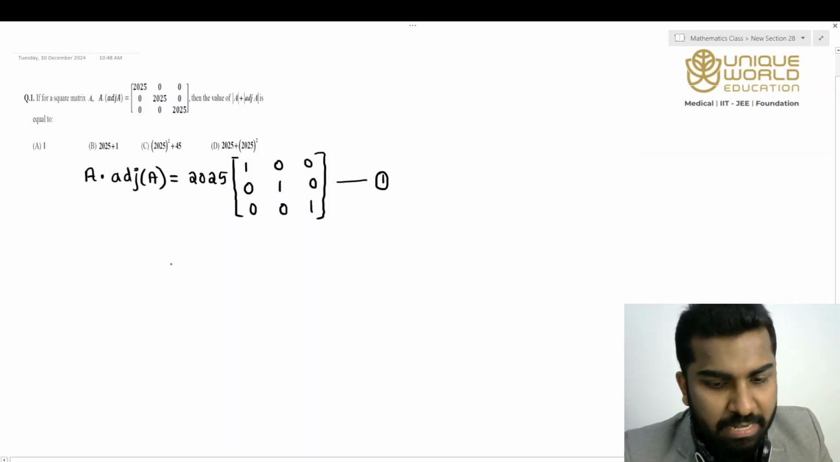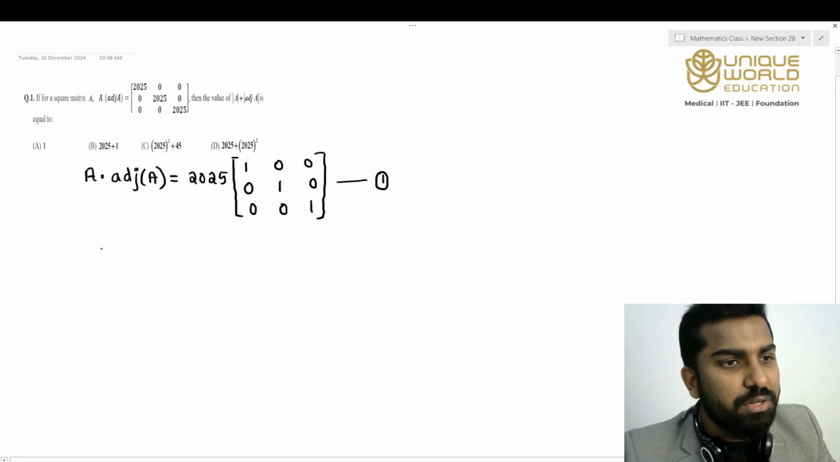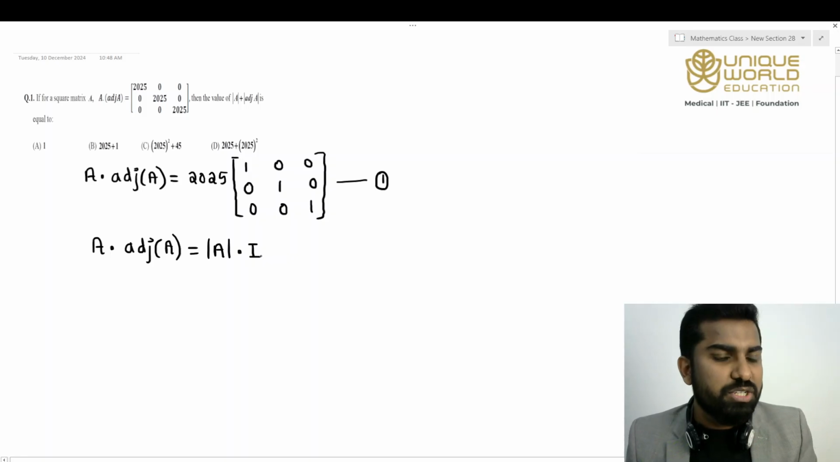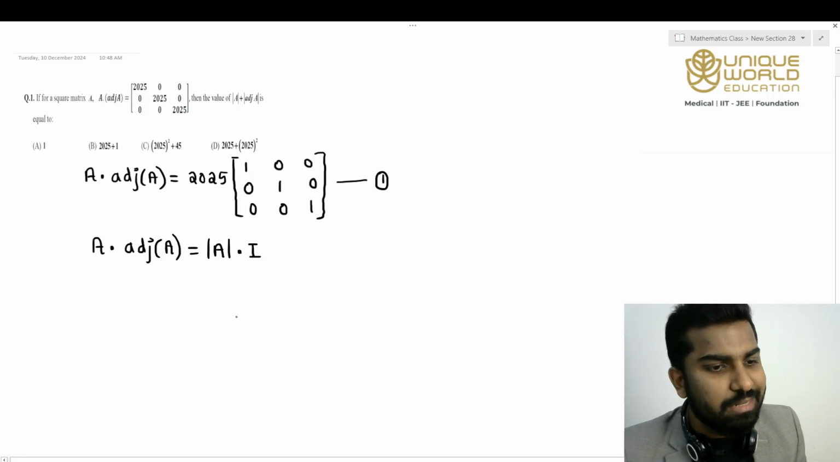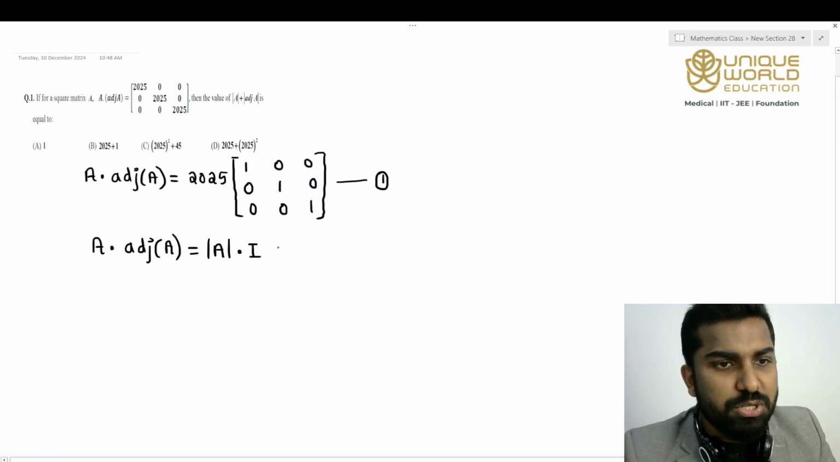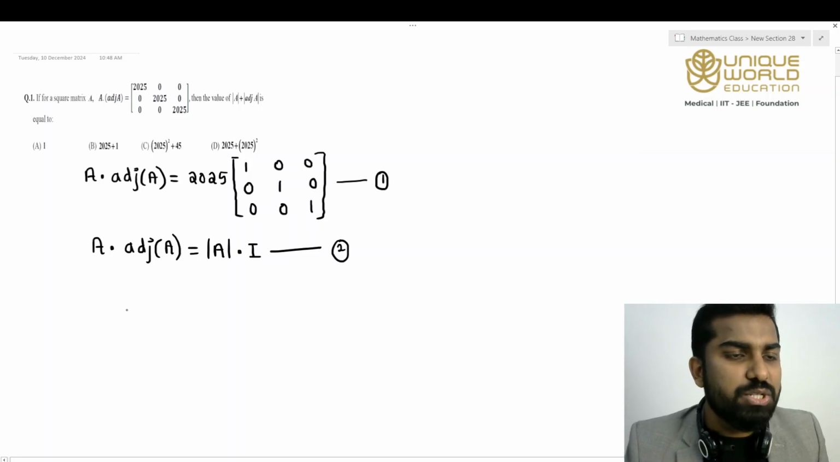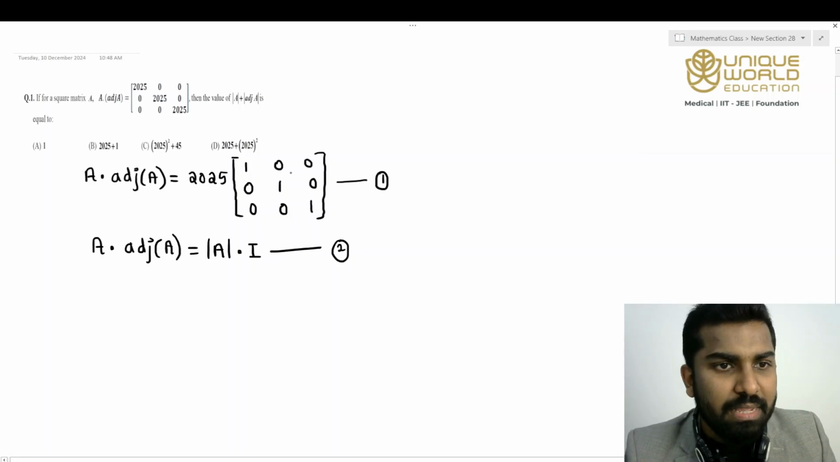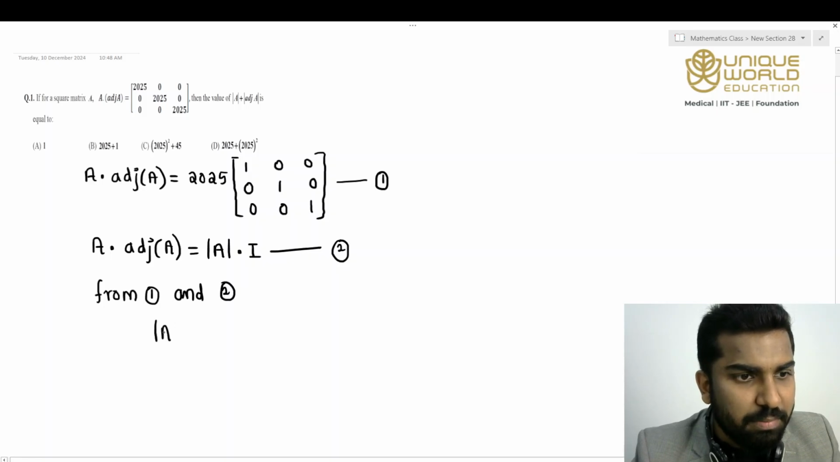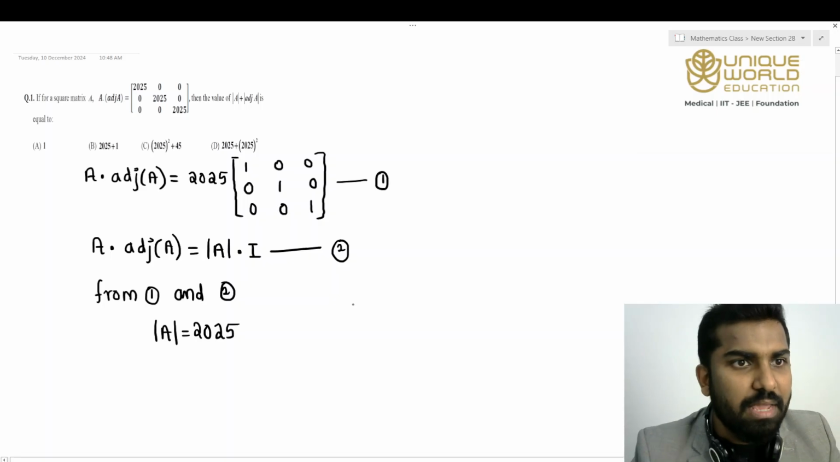Now we know the standard identity: A into adjoint of A will be equal to determinant of A into the I matrix. This is the standard property we study in determinants. Let me put this as equation number 2. Comparing these two equations, where I is the identity matrix 1 0 0, 0 1 0, 0 0 1, from 1 and 2 I can write easily that determinant of A is equal to 2025.